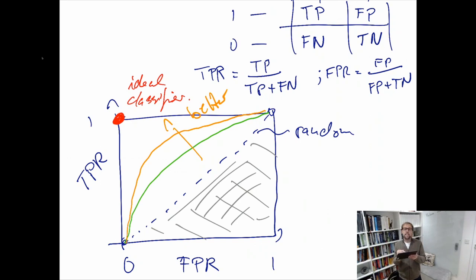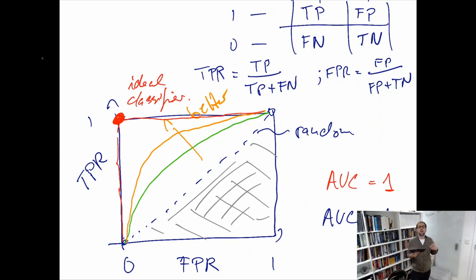Now the red line will basically correspond to the idealized curve here, which in the limit will give me an area of 1. So the area under the curve would be a half for the random model and 1 for the ideal classifier. For the random one, which I wrote in blue, I would get a half there.